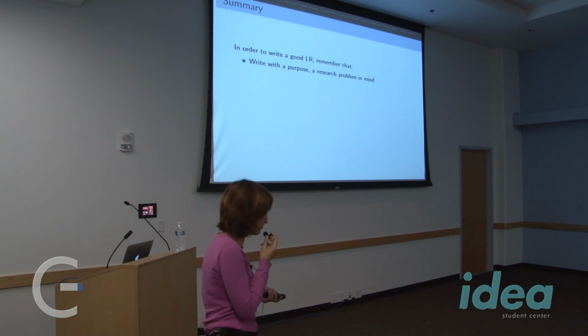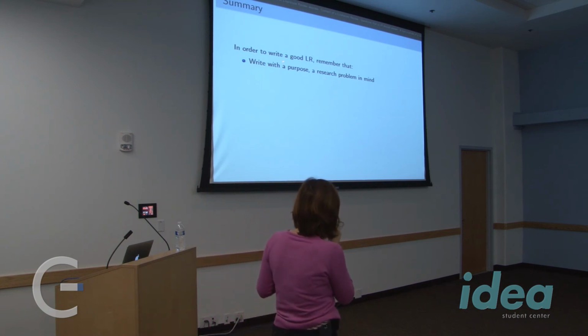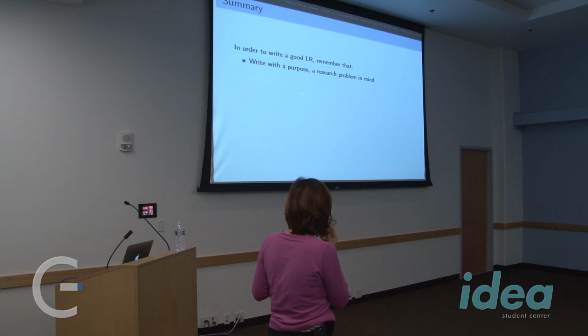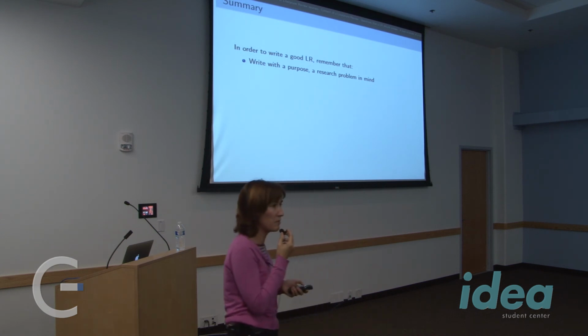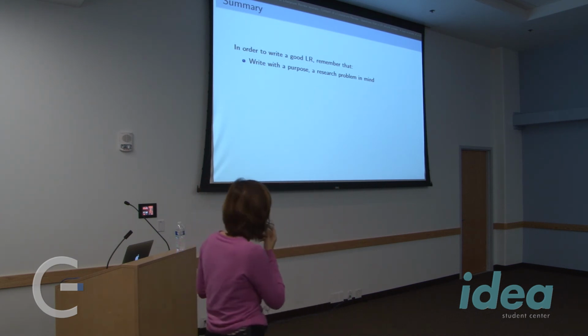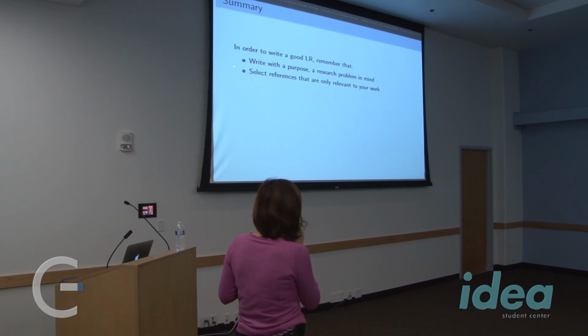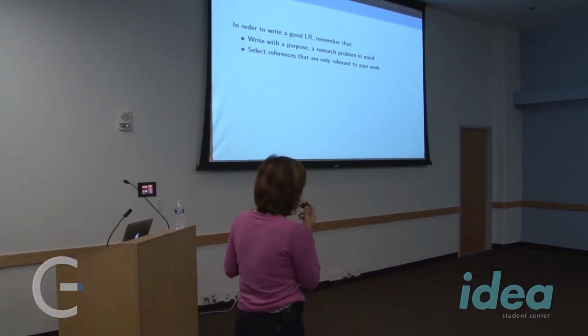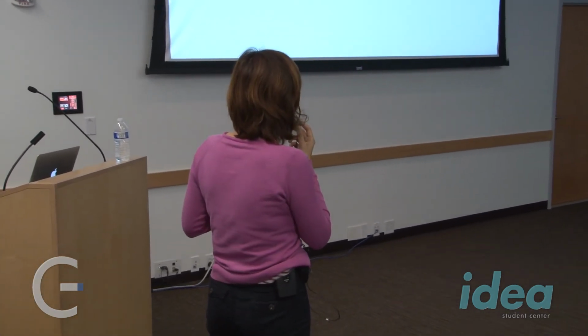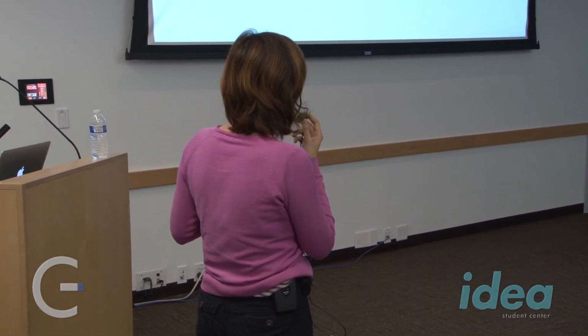So basically, to write an effective literature review, you have to write with a purpose and a research problem in mind, which is your research problem. You must select a few references. You cannot cite everybody. And you have to establish relationships between different works and your own. And being critical is good.